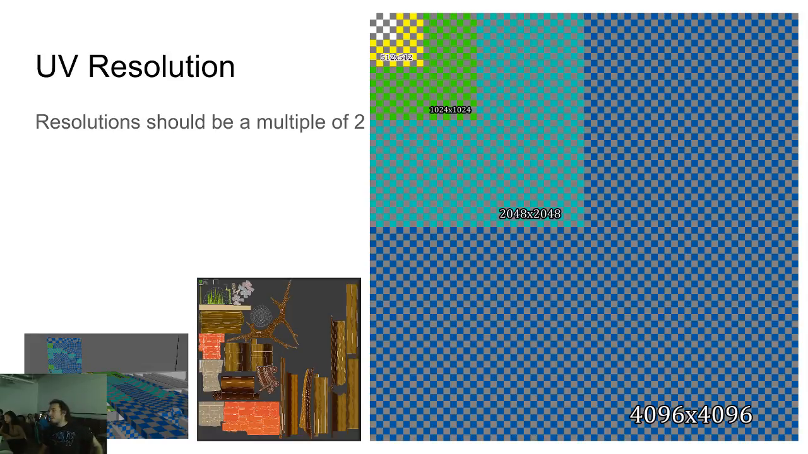But you do squares of 2 and 4, so 32 by 32 would not be great, but then 64 by 64, and so on. On the right here is an unwrap that a professor at the school gave me that's good for environments. So 4096 by 4096 is usually the biggest map you'll have, and I used one map for the entire interior of an environment, and that was a 4096 by 4096.